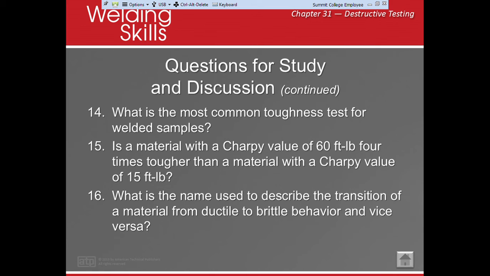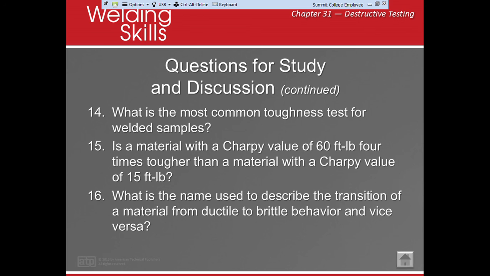Okay. All right, here it is. This one you might have to use your brain a little bit. Maybe not, I don't know. All right, is a material with a Charpy value of 60 foot-pounds 4 times tougher than a material that has a Charpy value of 15 foot-pounds? Well, ultimately, we're missing information here. Okay, so not really. A material isn't stronger than others unless we have some information, okay?